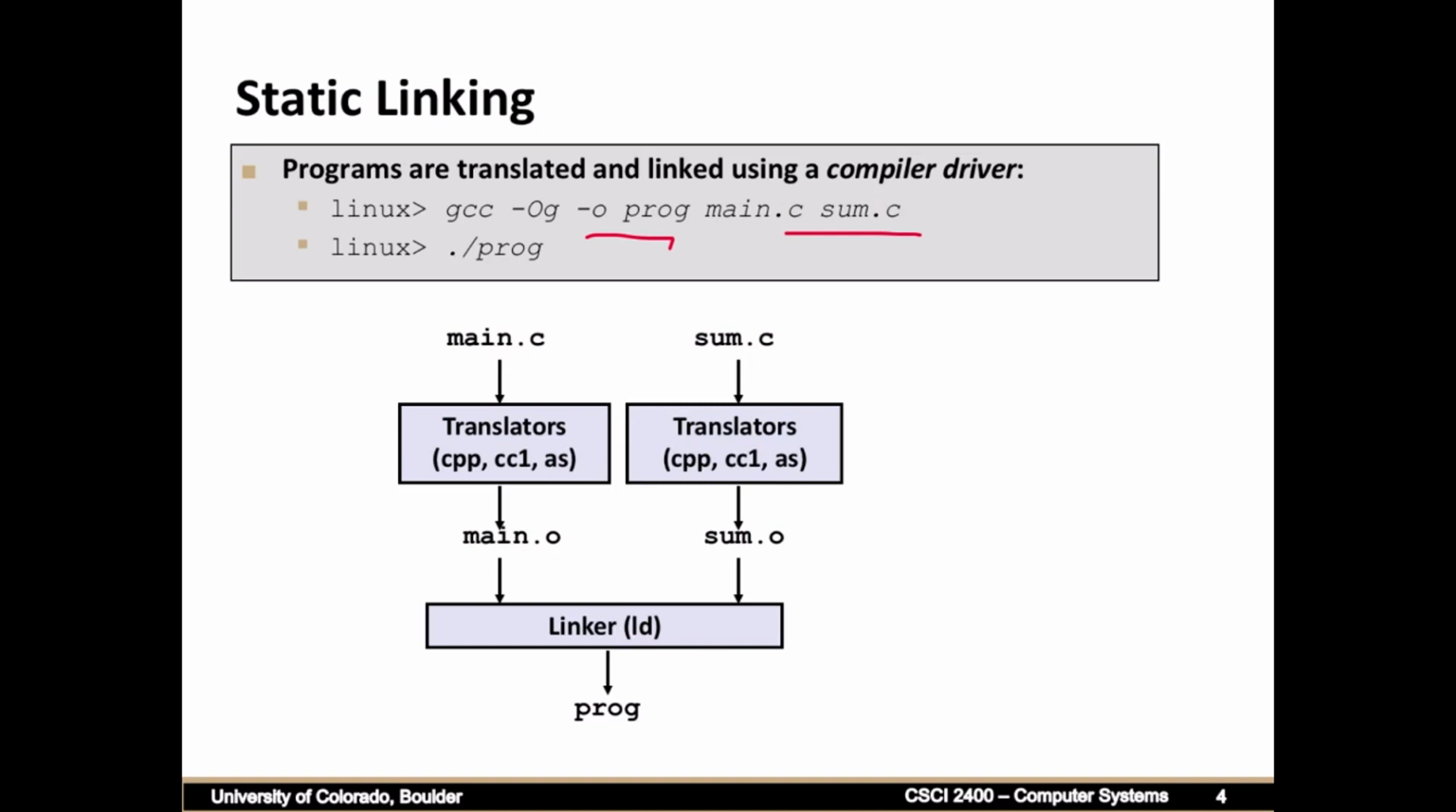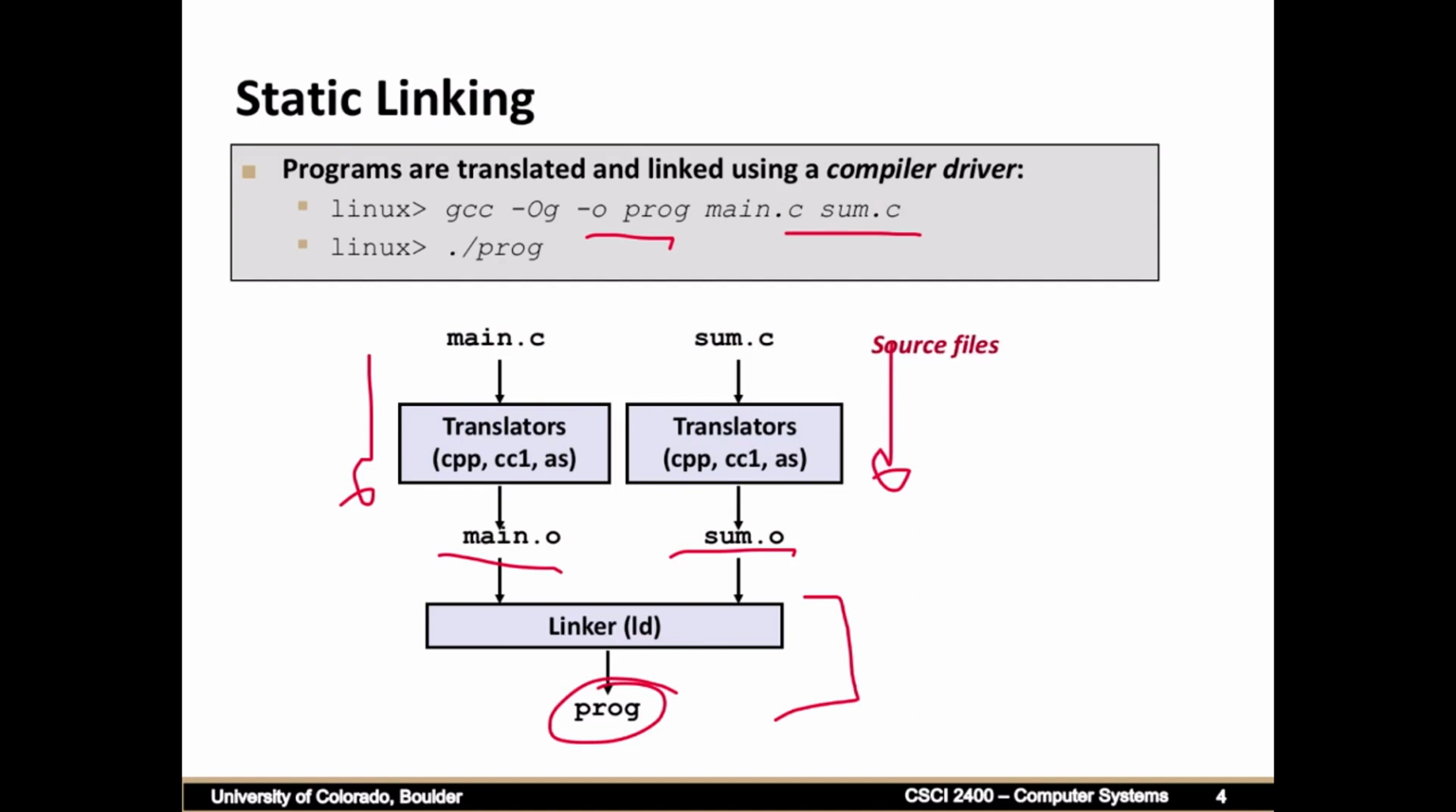Each of the files is then individually compiled. So main.c runs through the compilation process, sum.c runs through the compilation process. We're left with object files, .o files, that contain the binary portions of the files plus what are called relocation information and symbol tables. The linker then combines the two different .o files, the object files, into a single program, the program file.